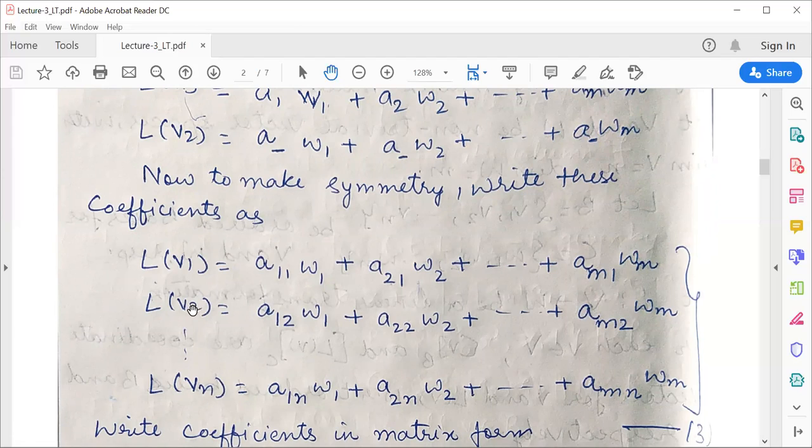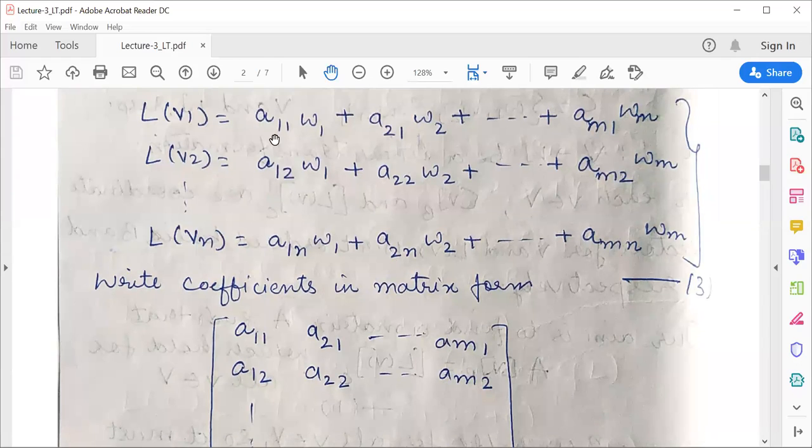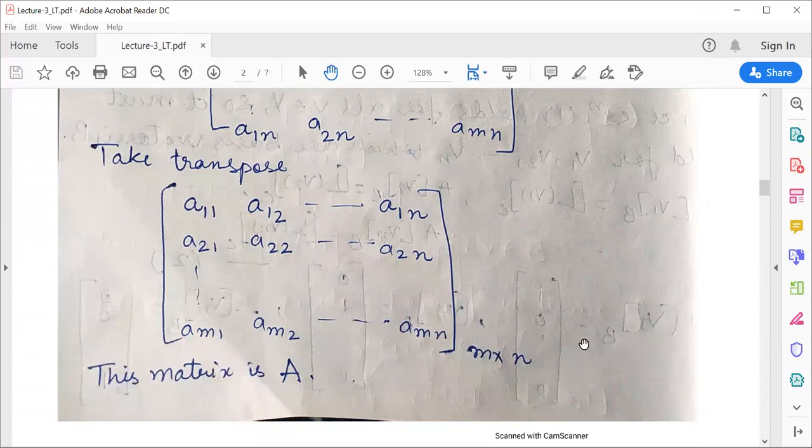We have chosen only those elements V1, V2, Vn, which are the elements of my basis of the vector space V. Write down all these elements as linear combinations of the basis of the vector space W. Now, write down the coefficient matrix in the form A11, A21, Am1. This will become the first row. Similarly, the second linear combination's coefficients will become the second row. Now, take the transpose of this matrix. This will come out to be this particular M cross N matrix, and I say that this is nothing but the matrix A, which we want to find out.